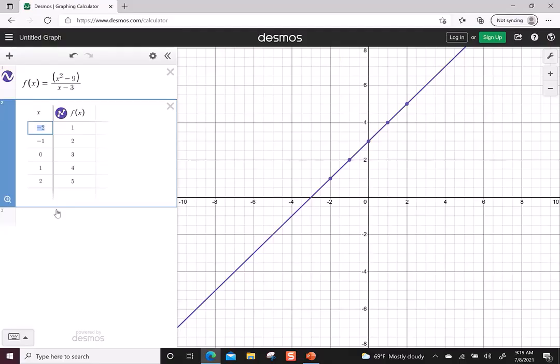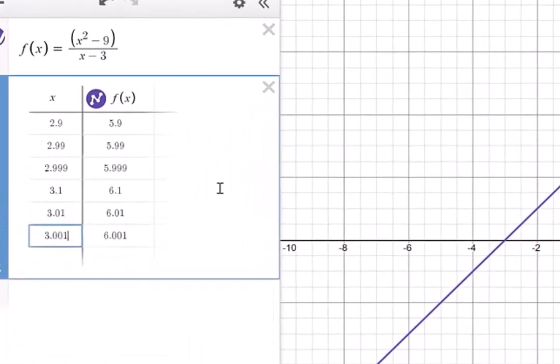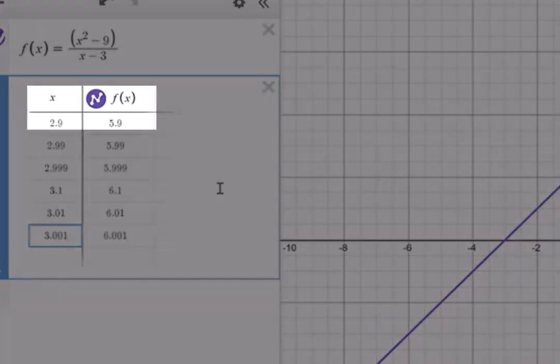There are some standard values in there, -2 to 2. We don't want that. We want to use the values we picked. So 2.9, 2.99, and 2.999. Then we had 3.1, 3.01, and then 3.001. You can see at 2.9, the value of the function was 5.9.